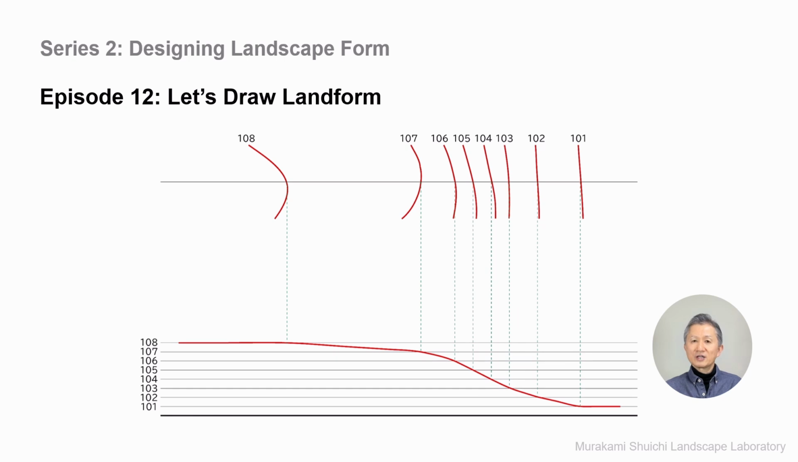If AI can automatically generate and modify landform, do we still need to understand contour lines? Yes, because contour lines are not merely tools for drawing landform. They are tools for thinking spatially in 3 dimensions.